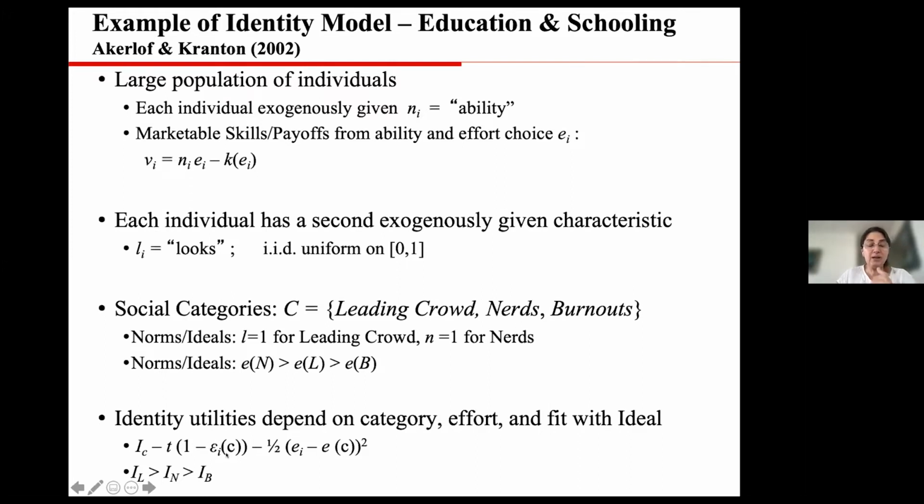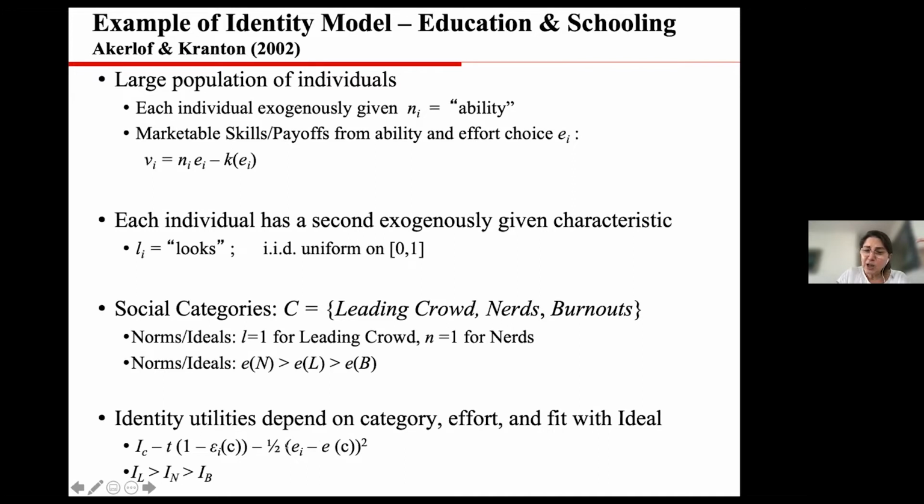So if my L_i is a fourth, and I try to be in the leading crowd, I get this high status, but I don't fit in very well. The distance here is 3/4, so that's a pretty high loss. I'm trying to fit in, but I don't really fit the ideal. And then on top of that, here's my effort choice. This is E_L, the effort level for a leading crowd. When I choose my effort, I also have a utility loss, because I think that I'm one of these cool kids, but maybe I'm working hard in school.